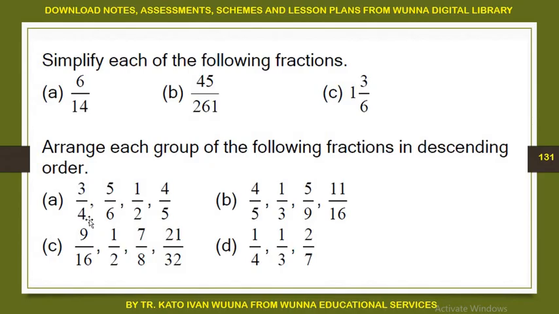And then this is our last set of trials. This one says simplify each of the following fractions. Here we are simplifying by reducing E. Now in part C, we shall first of all change to improper. After changing to improper, we can now see whether we can simplify further. Then lastly, we are supposed to arrange the group of fractions in descending order. Descending, that is from highest to smallest.